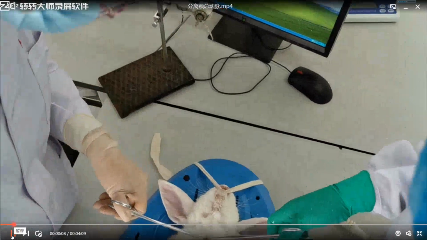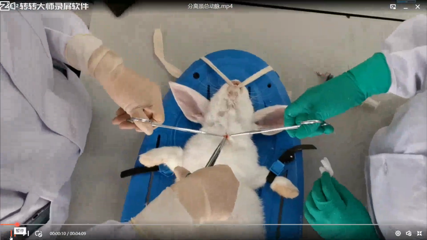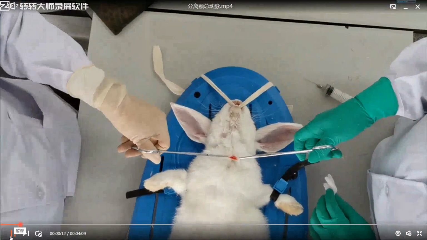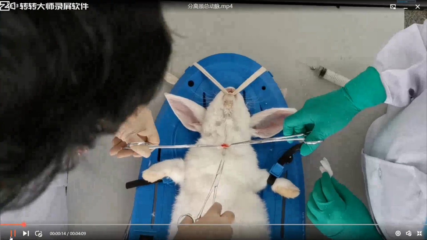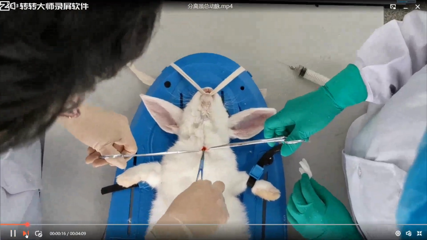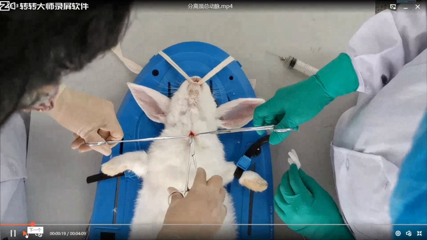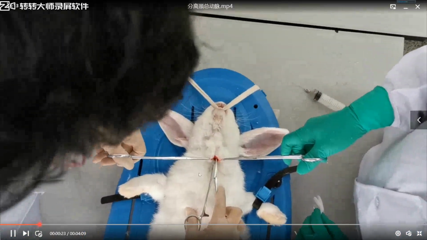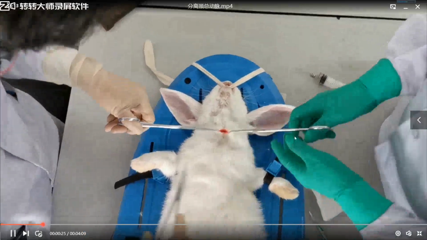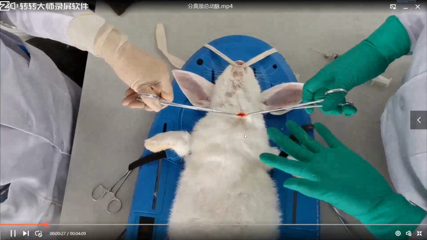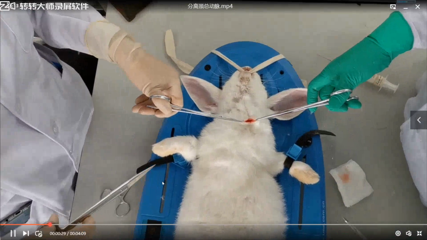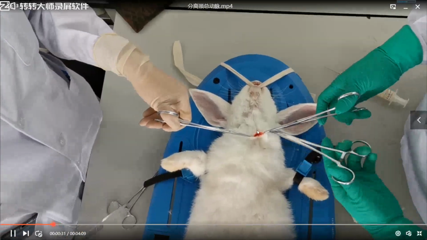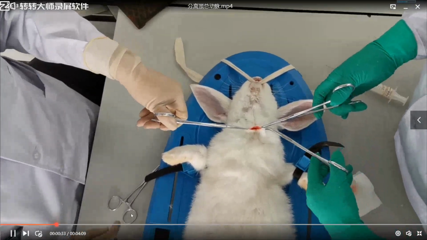So now we have cut the skin of the neck about 5 to 6 centimeters. The first layer is skin, and we use two students to do the lab. Okay, and use the large scissors to cut the skin.